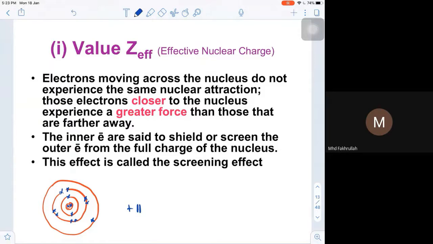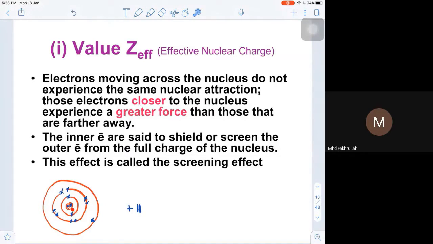However, all these 11 electrons around the nucleus of the sodium do not experience the same attraction force towards the nucleus. They do not feel the same strength towards the nucleus. This is because the inner electrons will experience a stronger attraction as compared to the 8 electrons in the second shell. And of course the outermost one will experience the weakest attraction towards the nucleus.